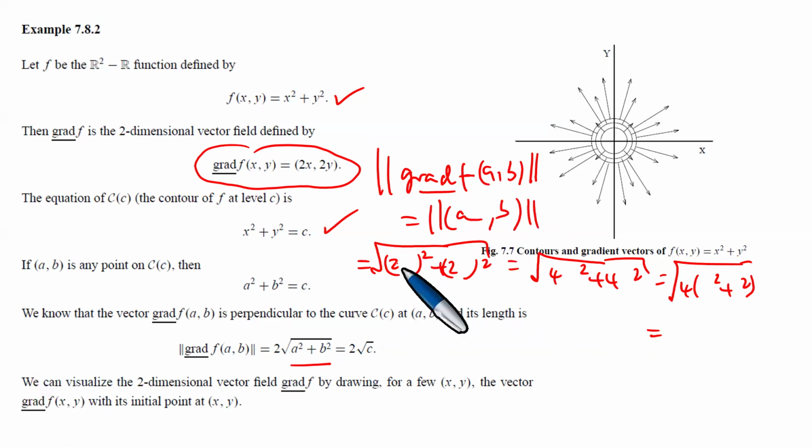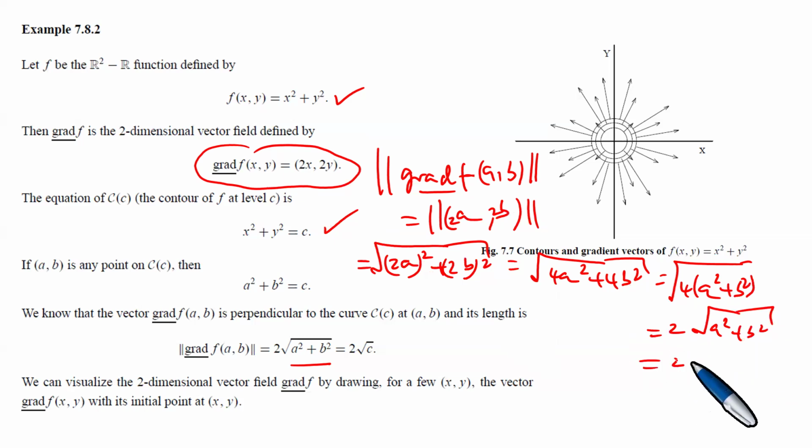So you have a, b, 2, 2, because it's 2x, 2y. Right, and then this is exactly a squared, b squared, and taking the square root of 4 is 2, so 2 times the square root of a squared plus b squared. Then the square root of this is what? It is the square root of c.